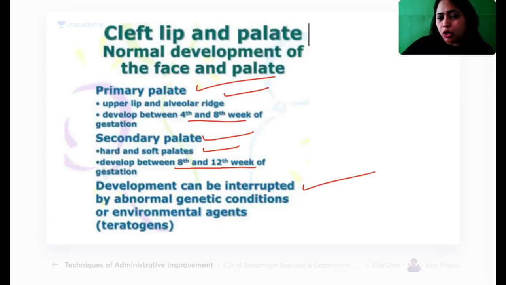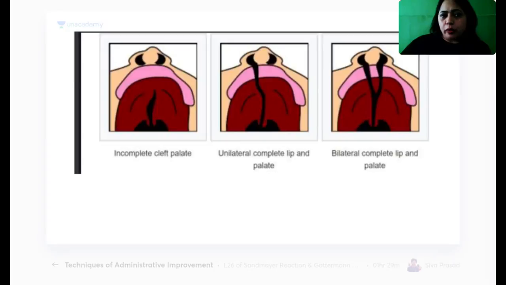So here it can be interrupted by various outside ailments, like abnormal genetic conditions could be prevailing, or it could be environmental agents called teratogens. So these could also interrupt the smooth development of the face and the palate. So now in that case, what can happen? There could be incomplete cleft palate. There could also include the lip along with the palate unilaterally, or it could also include it bilaterally along with the palate. So all these probabilities are there.